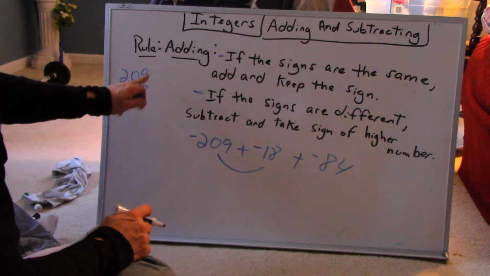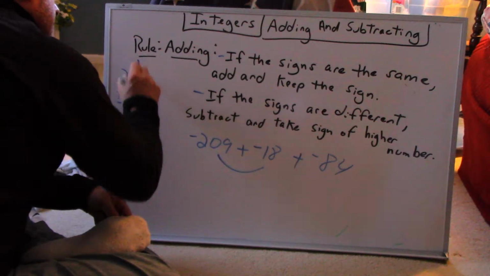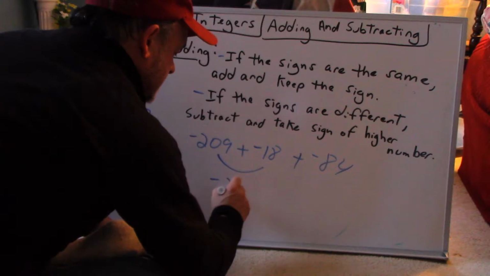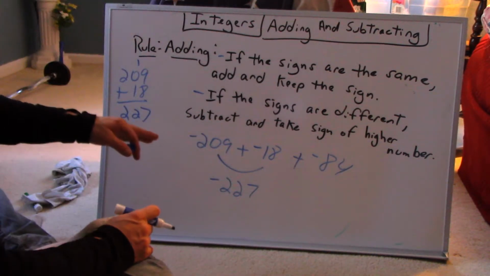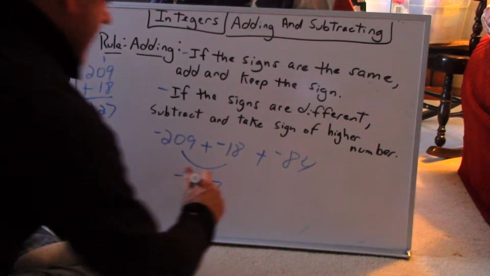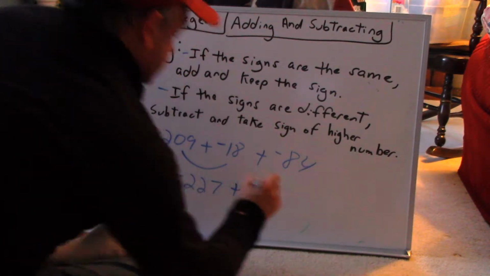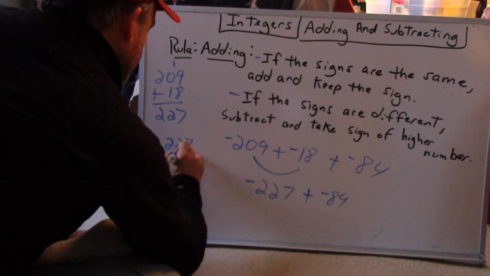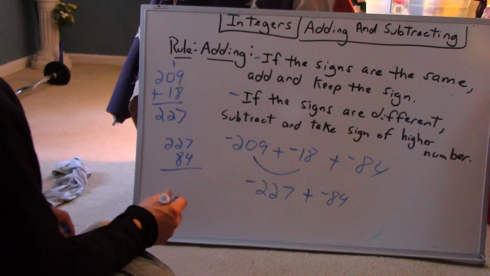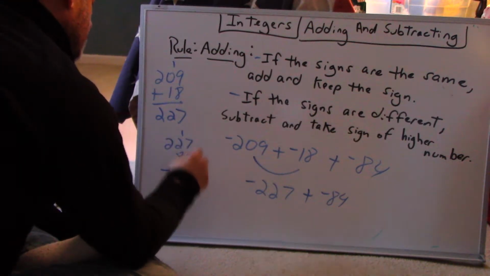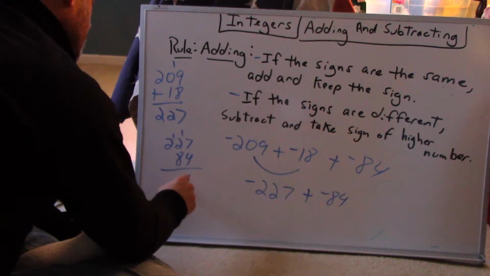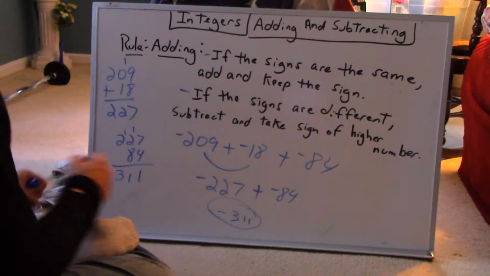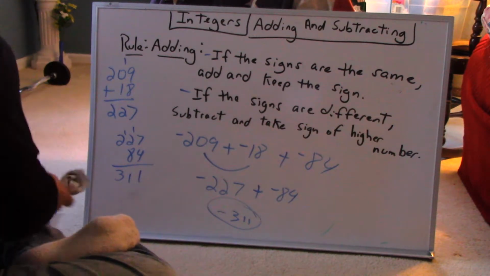Watch what I'm doing. 9 and 8 is 17. 1 and 1 is 2. 227. So I take the sign, I keep the sign, and I keep the sign as -227. Then I take that and I add it to -84. Okay, now we're going to add those 2 as well. 227 plus 84. 7 and 4, 8, 9, 10, 11. 11. 8 and 2 is 10 plus 1 is 11. 2 and 1 is 3. -311. Easy, easy, easy, easy.